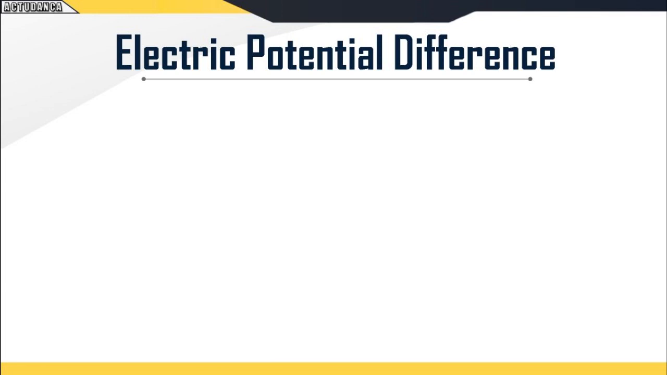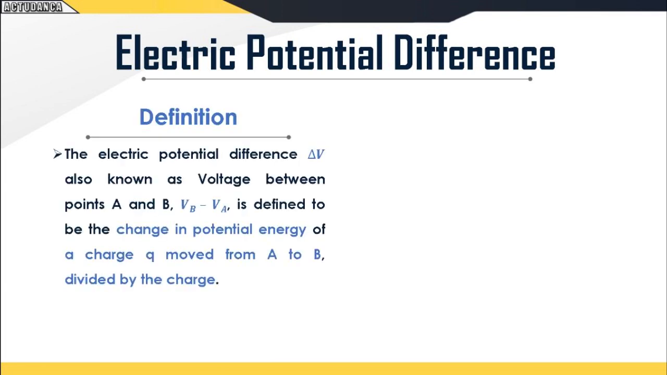Now, we have electric potential difference. Electric potential difference, denoted by delta V, also known as voltage between 2 points, namely A and B, is defined to be the change in potential energy of a charge Q moved from A to B divided by the charge. It is the change in potential energy, class. Okay? So, meron ditong dapat pagbabago. So, dapat nagbago ang value or ang magnitude ng ating potential energy.